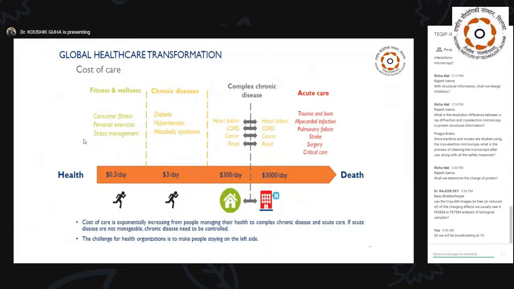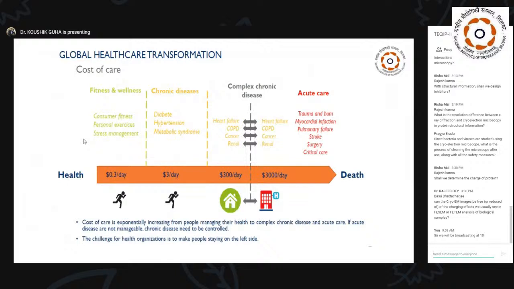One is fitness and wellness, then chronic diseases, then complex chronic disease, and then acute care. If you can see the expenditure, it is only $0.3 per day for fitness and wellness. Under this category, it is consumer fitness, personal exercises, stress management. But if you move further, then you will come to the chronic diseases, where diabetes, hypertension, metabolic syndrome will come into play. And the expenditure, you can see, is just a bit higher, it is $3 per day.